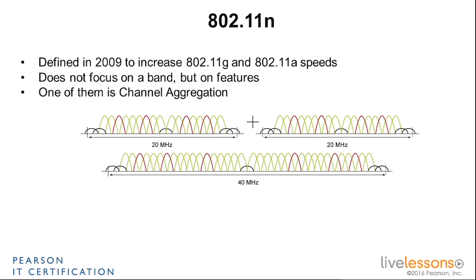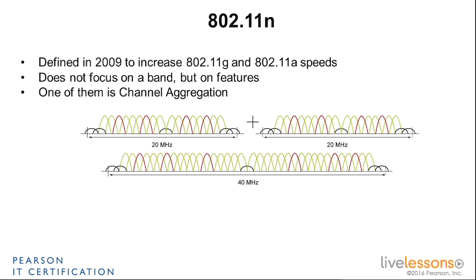So the idea is to say, if we use one 20 megahertz channel, why don't we take two of them and just stick them together? That would be us using 40 megahertz instead of 20 megahertz, still with OFDM, right? And that's, of course, doubling the communication.